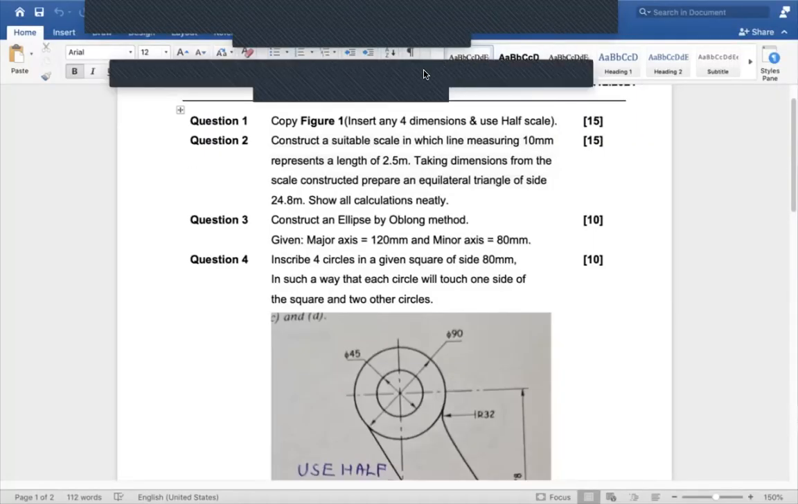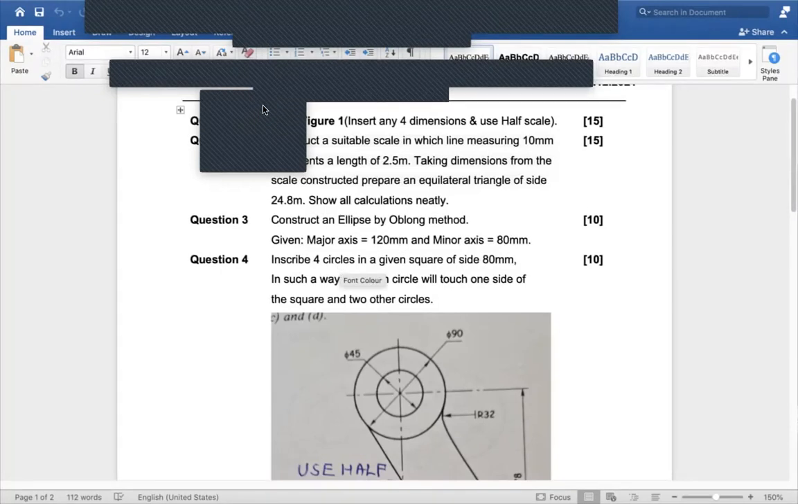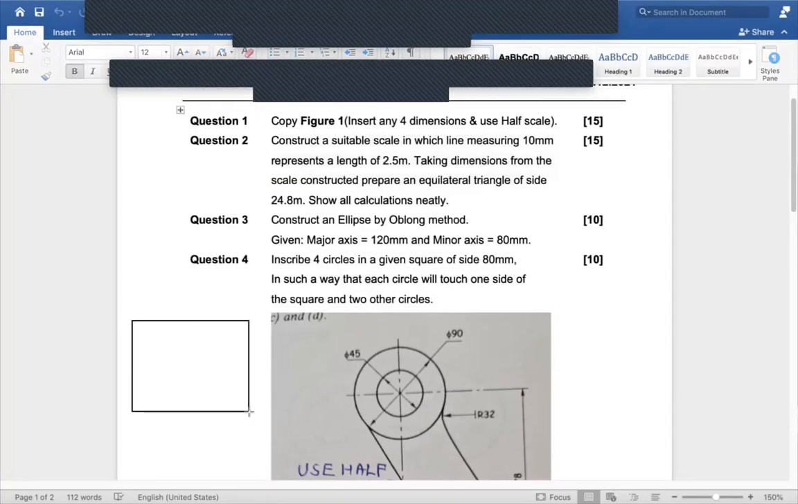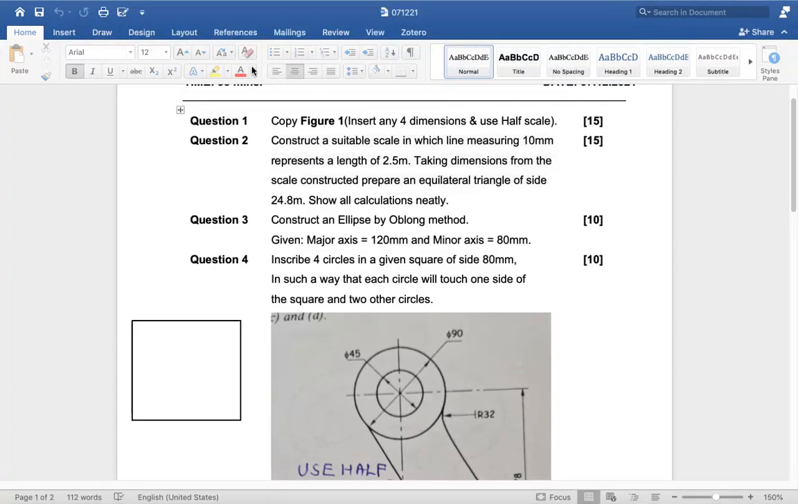Now the last sum, the 4th sum we have, that is how to draw 4 circles inside a square. So first we need to draw a square of side 80. After drawing this, join the diagonal. So basically what we are doing, we are dividing into 4 parts. If you do naming, then this is A, this is B, this is C, this is D, this is O, and this is dimensioning, this is 80.